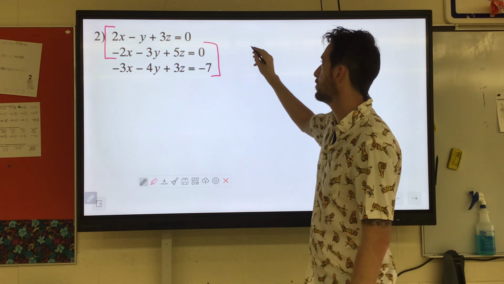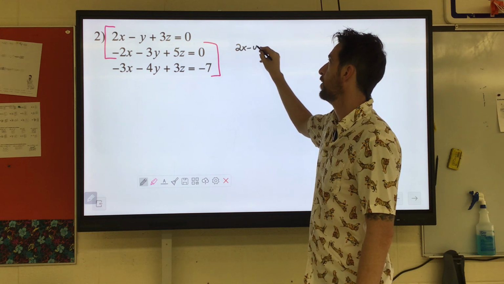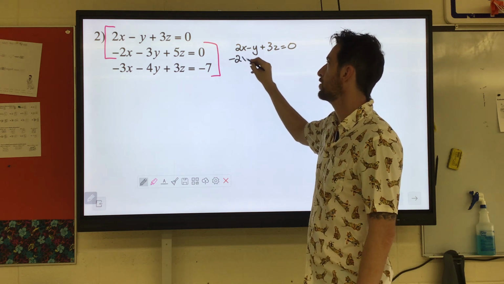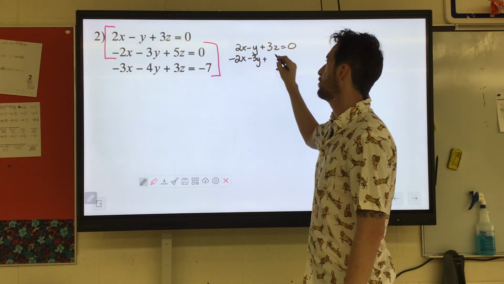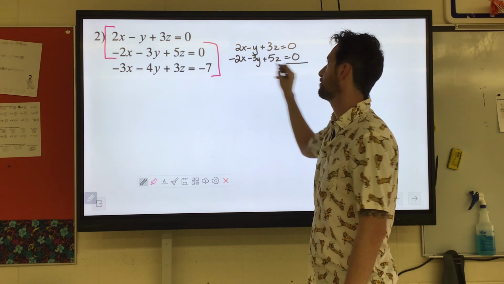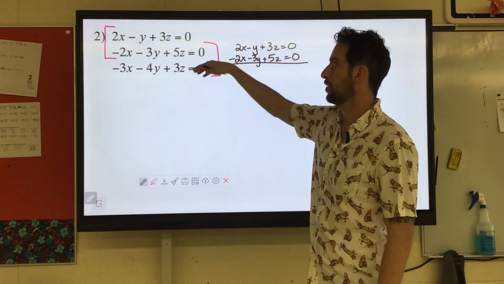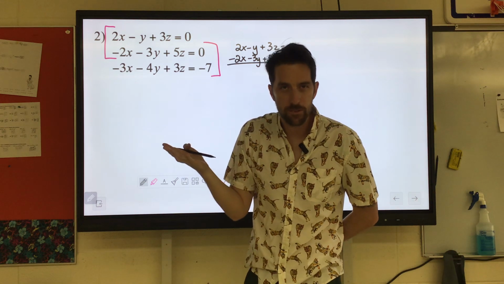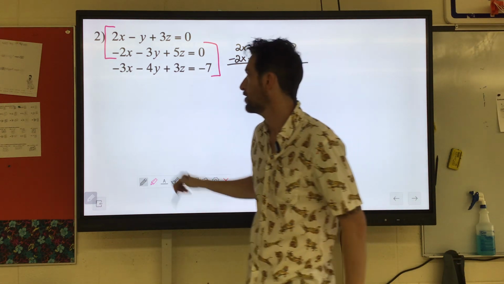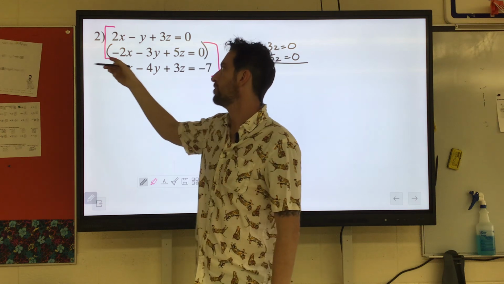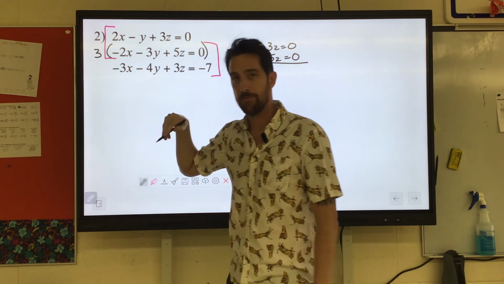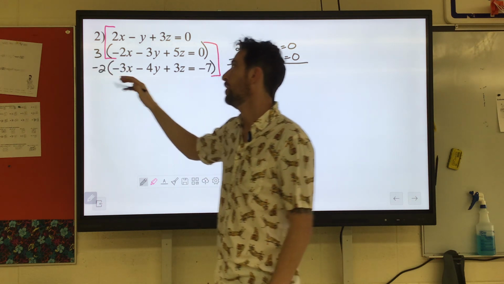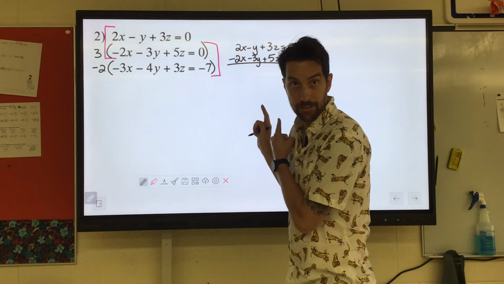So I'm just going to rewrite those over here. 2x minus y plus 3z equals 0. And negative 2x minus 3y plus 5z equals 0. The other ones, if you look, we have to get rid of the same variable. 2x and 3x. We can make them both 6x, or 6 and negative 6. So let's say I want to make this negative 6x. I would just multiply it by 3. If I want to make this one positive 6x, I would multiply it by negative 2. Don't forget, you got to do the whole line times those numbers.